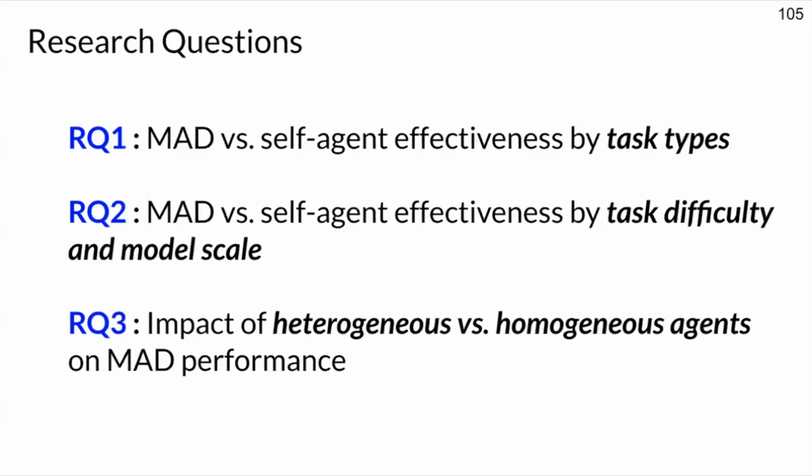We run experiments targeting three different research questions. The first one is, how does the task type differ for MAD versus single-agent effectiveness? The second is, what about the difficulty level, if we put in a very complicated math task versus a simple one, or the model scale, the size of the model? Does it change the answer of whether I should use multi or single agent? The third question is the impact of mixing heterogeneous agents from various developers versus homogeneous ones, like all ChatGPT, on the MAD performance.